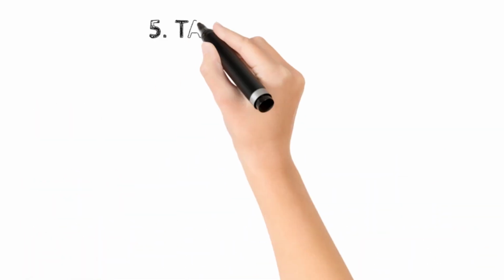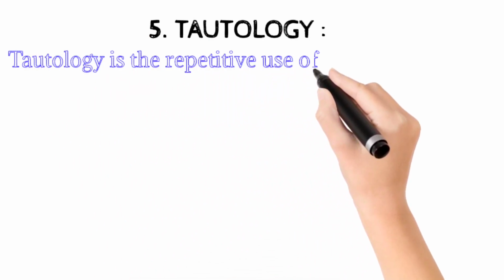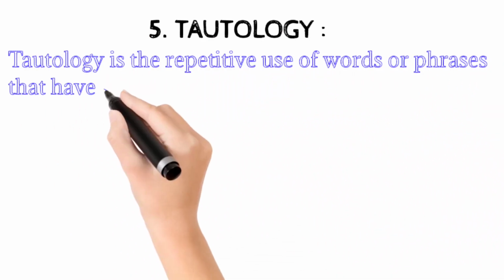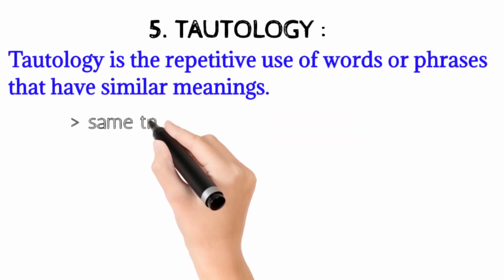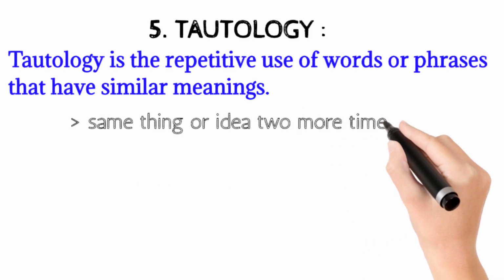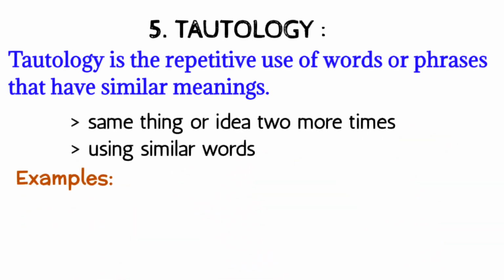Now let's see the last figure of speech, tautology. Tautology is the repetitive use of words or phrases that have similar meanings. It expresses the same thing or idea 2 or more times using similar words. Let's see examples. Example 1.